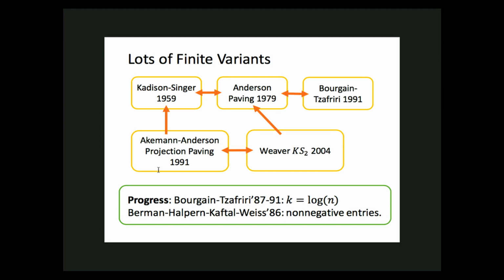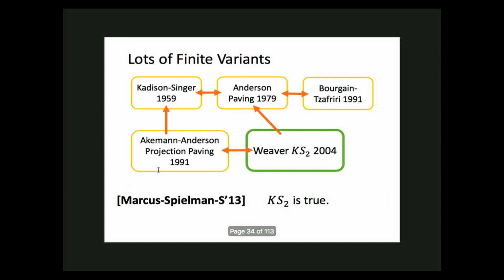And then Berman et al. proved that you can do it for non-negative entries. And the result that we proved with Marcus and Spielman is that one conjecture in this family, pretty much the strongest one, which is called Weaver's KS2 conjecture, is true. Okay? And this implies all of the other conjectures. So let me now tell you what this is.